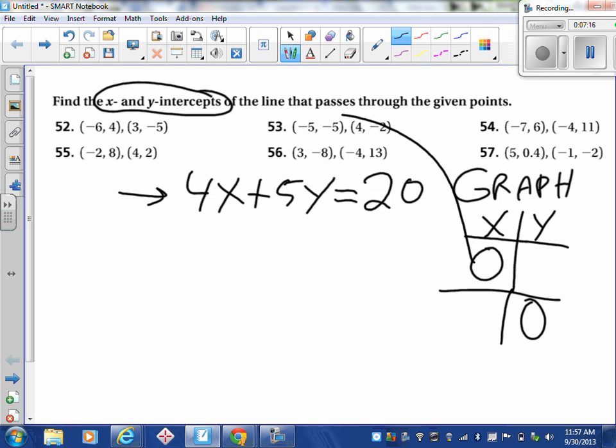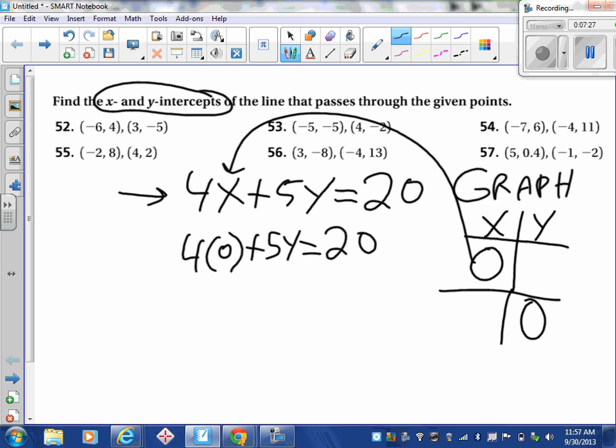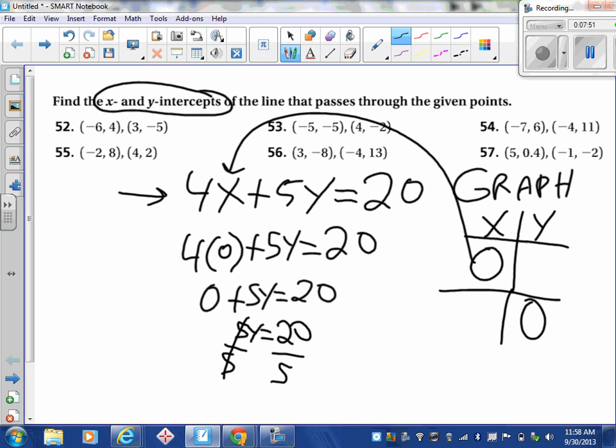Plug 0 in for the x. Plug in the 0 there. Plus 5y equals 20. 4 times 0 is just 0. Plus 5y equals 20. I don't need the 0 on the side, so I can rewrite it as 5y equals 20. And then I got to divide both sides by 5. They cancel, and I get y equals 4.